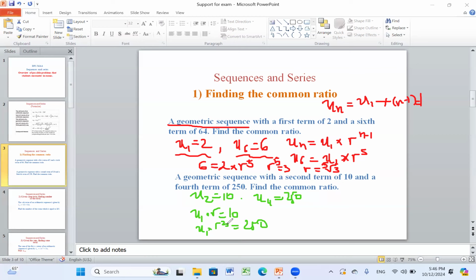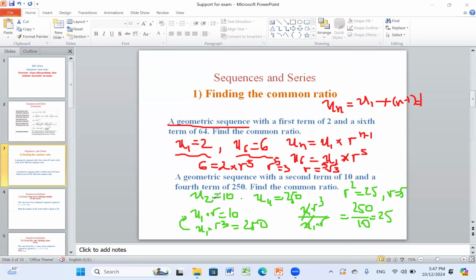So how can we deal with that? Usually in these cases, it's better to divide the terms. If we divide the second equation by the first equation side by side, look what we are going to have. U1 times R cubed divided by U1 times R is equal to 250 divided by 10, which is 25. So U1 is cancelled. We get R squared equals 25, where R is obviously 5.